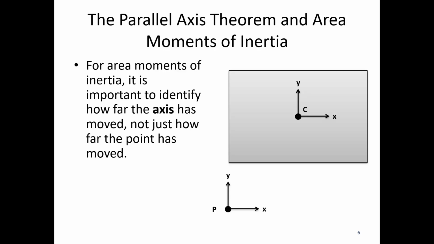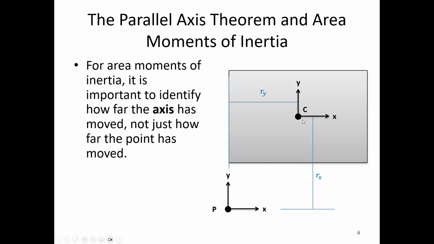So if I want to adjust Ix values, I'm going to look at how far the x-axis moves. In this case, the distance the x-axis moves is going to be a vertical distance. It's a little bit confusing there. So for Ix, your r value is going to be a vertical distance. If I'm looking at how much to adjust the Iy value, that's going to be a horizontal distance. So the y-axis is moving from here over to here.